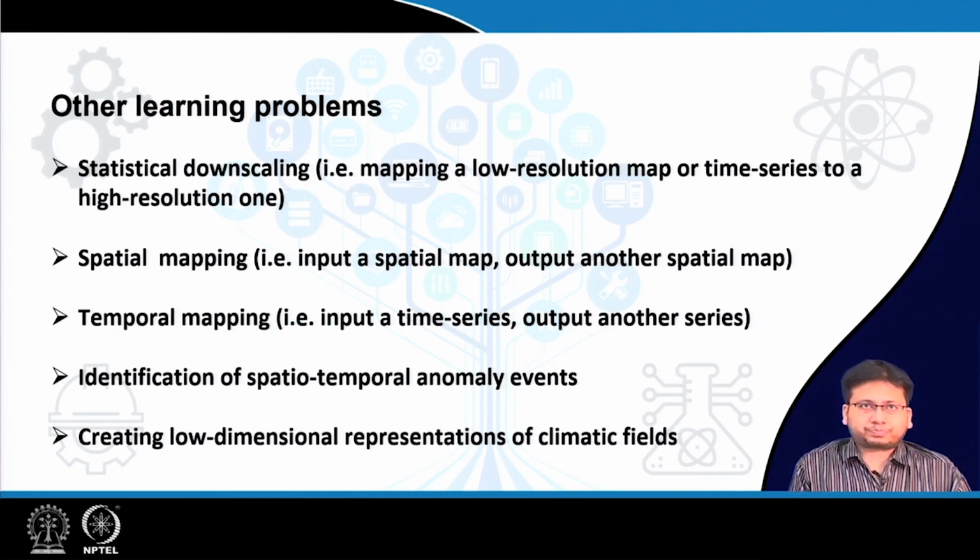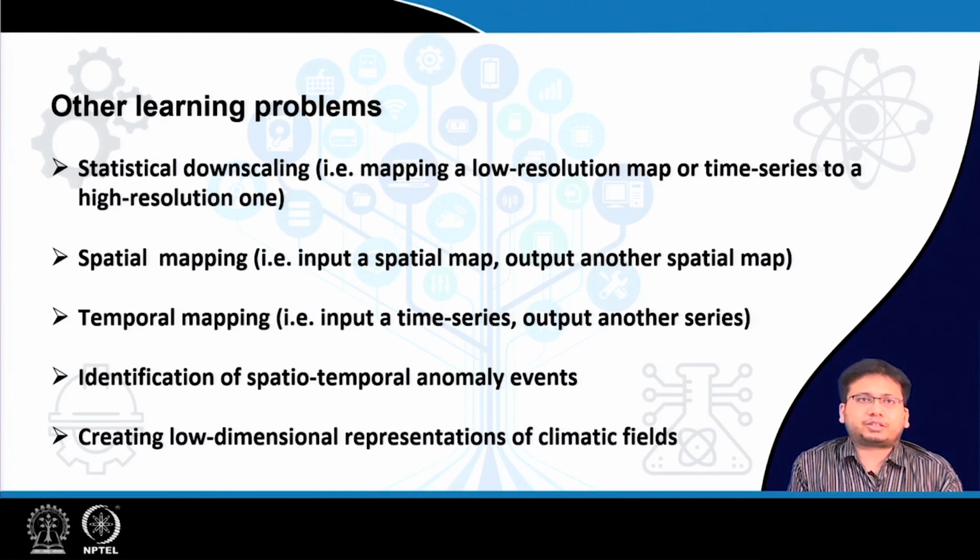Now there are other learning problems also, for example statistical downscaling, where we are interested in learning a mapping from a low resolution map to a high resolution map, or from a low resolution time series to a high resolution time series. Then there is the spatial mapping problem, where the input is a spatial map and the output is another spatial map. Or there is a temporal mapping problem, where the input is a time series and the output is another time series. The statistical downscaling problem which I mentioned is a good example of both of these.